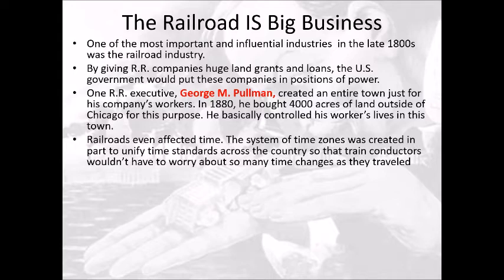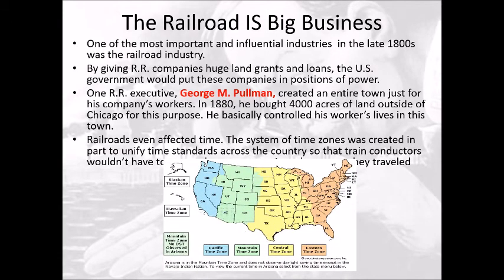Railroads were so important that they even affected time. The system of time zones we use today was created in part to unify time standards across the country so that train conductors wouldn't have to worry about so many time changes as they traveled. And so now we have time zones around the world, but we specifically have time zones in the United States. In Ohio, we live in the Eastern time zone, and then we have the Central time zone in yellow on that map you can see there, the Mountain time zone, and the Pacific time zone, followed by the Alaskan time zone, and finally the Hawaiian time zone.